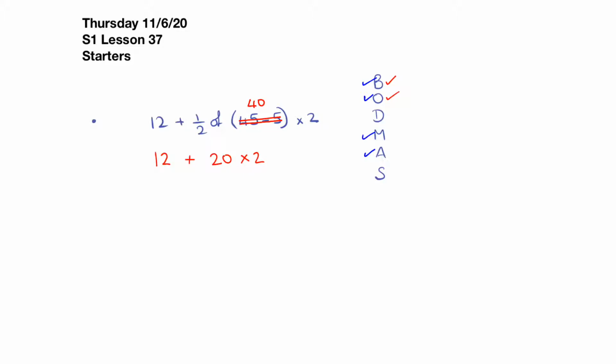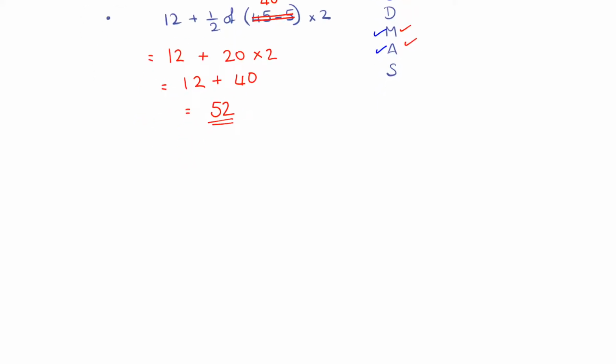So the next bit we need to deal with is the multiply. So the multiply bit is the 20 times 2. So the 20 times 2 is 40. So we've got 12 add 40, so that gives us 52 as our final answer. Okay, so we did them all in the right order. If we'd done it in a different order, then we wouldn't have got the same answer, and therefore it wouldn't be correct.